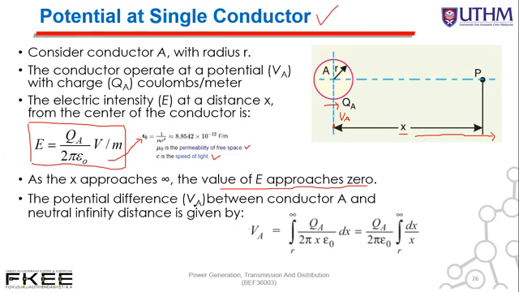The potential difference VA between conductor A and neutral infinity, or infinite distance, is given by this equation: VA equals the integral of QA over 2 pi x epsilon naught dx, which equals QA over 2 pi epsilon naught times the integral from R to infinity of dx over x. So this is the equation of potential difference for conductor A.